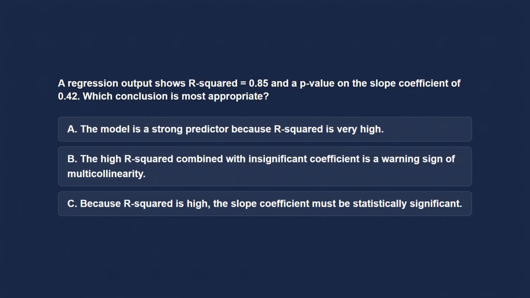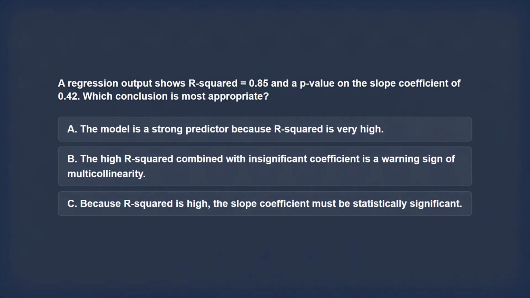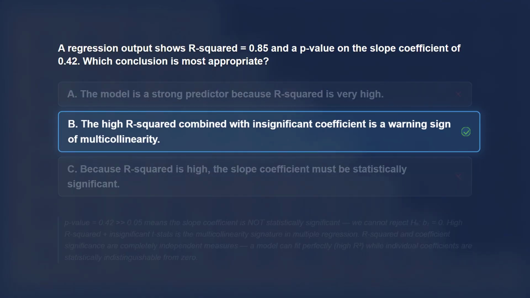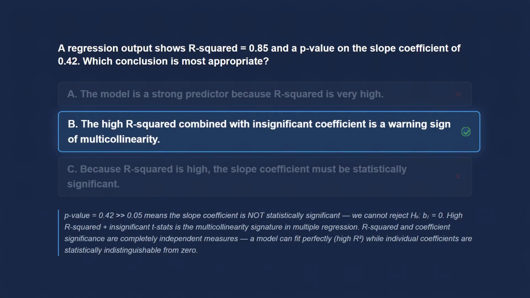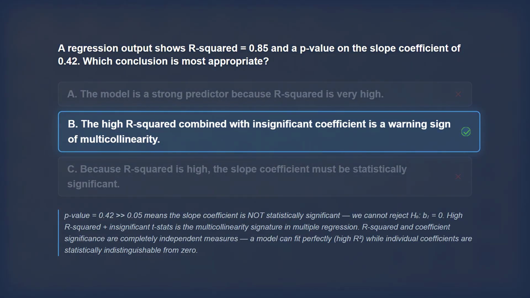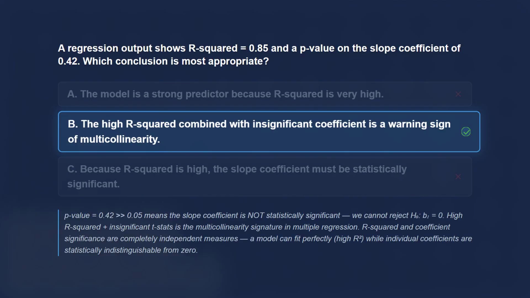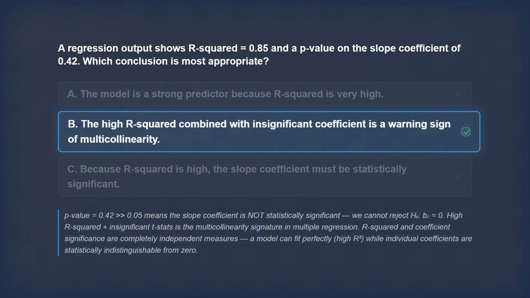The answer is B. A p-value of 0.42 on the slope means we cannot reject the null that b1 equals 0. The coefficient is not statistically different from 0. High R-squared does not imply significant coefficients. In a multiple regression with correlated predictors, this exact combination, high R-squared, insignificant t-stats, is the hallmark of multicollinearity.